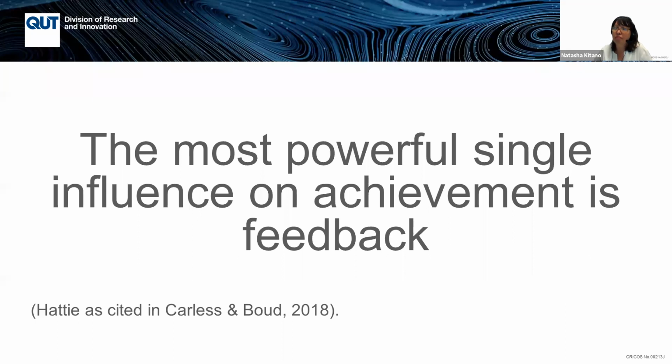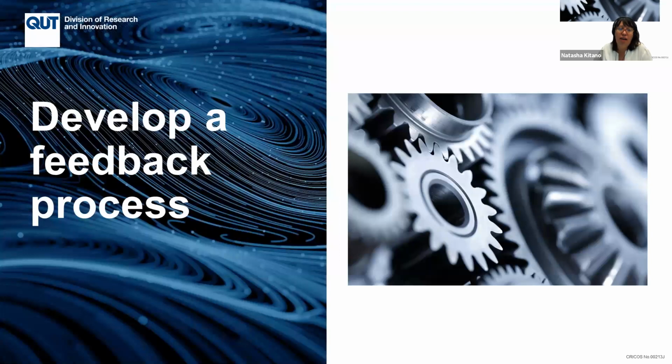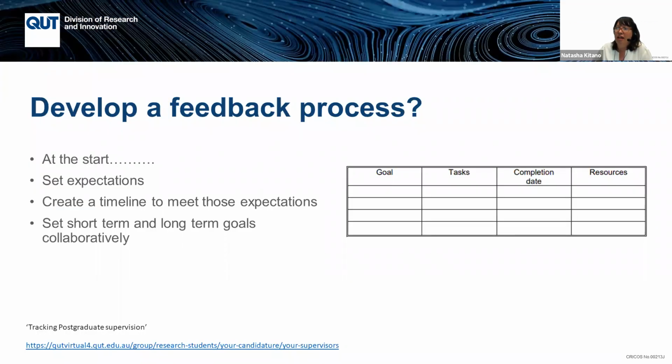Because we need to get feedback right. Okay, so we're just going to quickly talk about how to develop a feedback process. All right, this is a very small table. It's a suggested format that you could use. So at the start, it's really important that you develop a feedback process, that you set expectations and you create a timeline to meet those expectations. And what you need to do is set short-term and long-term goals collaboratively. So don't just create them yourself, you need to create them with your supervisors. Now, if you're at the beginning of your candidature, fantastic, you can do that straight away.